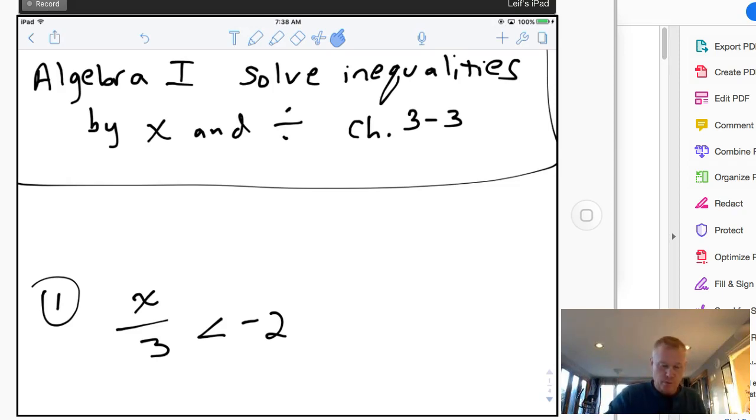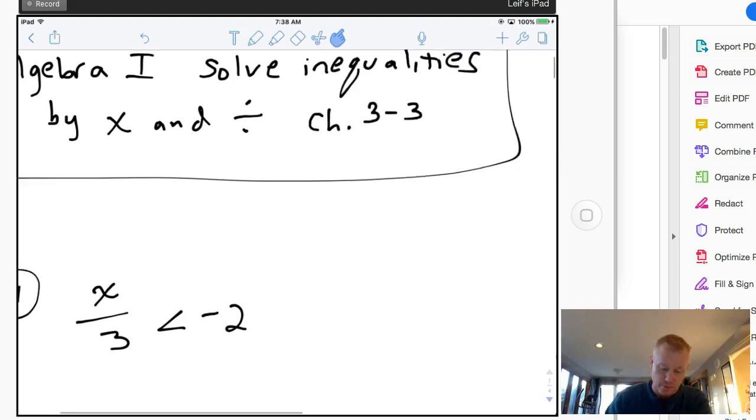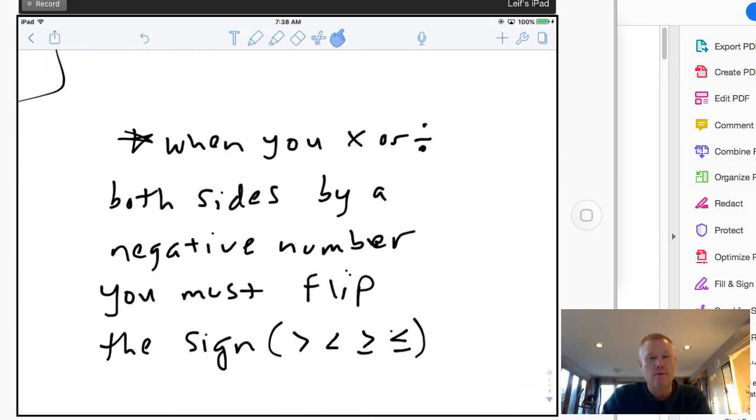So when we do inequalities, it's crucial to remember this: whenever you multiply or divide both sides by a negative number, you must flip the sign, whether it's greater than, less than, greater than or equal to, or less than or equal to. You just flip the arrow the other direction. Every time you do that, you've got to flip the arrow.